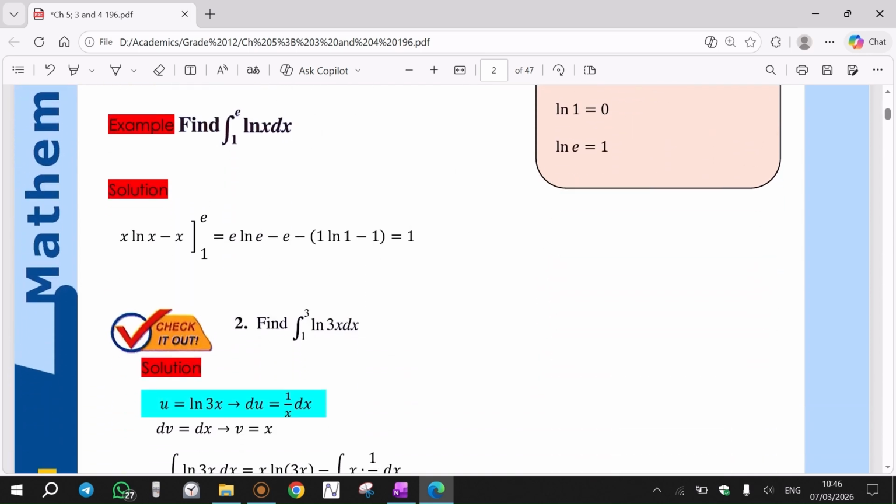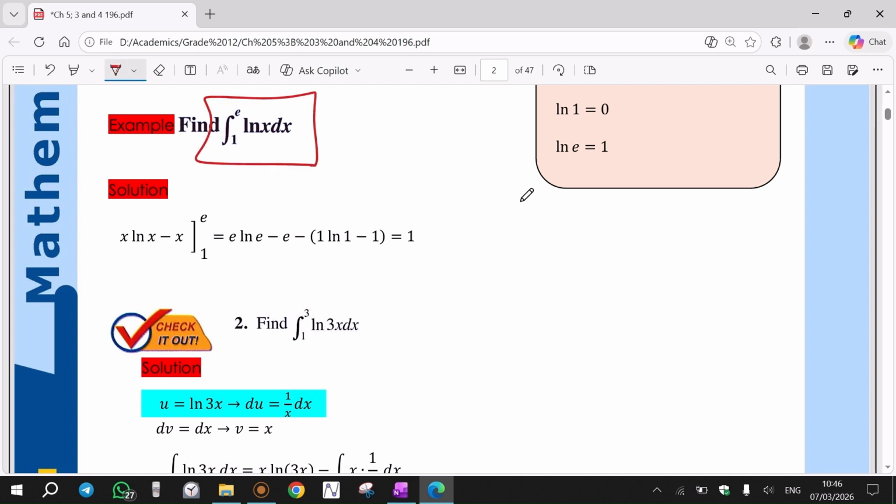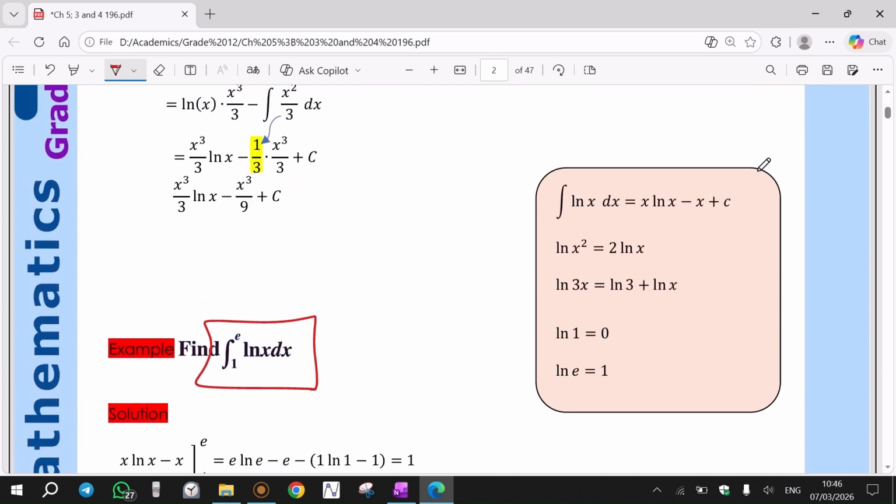Okay, now integral ln x. Integral ln x, it's a rule. The rule is written here. Write it somewhere. This is the rule. And you need to know the rule. You need to memorize it. Integral of ln x dx is equal to x ln x minus x plus c. Integral of ln x is x ln x minus x plus c. Just memorize this rule.